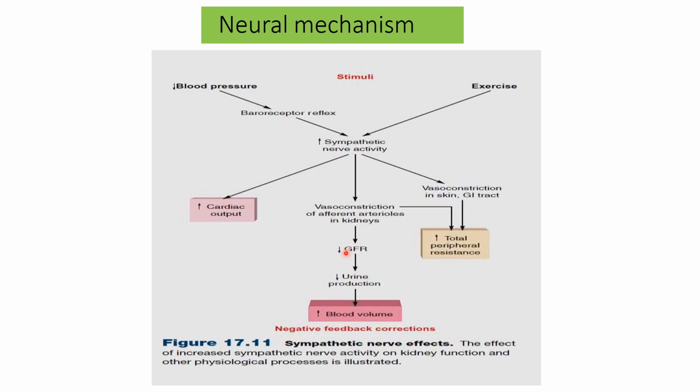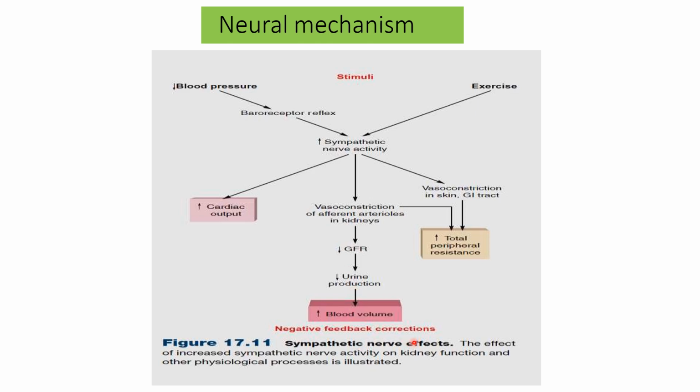And the next one is neural mechanism. The stimulus is decreased blood pressure or exercise. The decreased pressure leads to the baroreceptor reflex, and exercise also leads to increased sympathetic nerve activity, which leads to increased cardiac output and vasoconstriction in the skin and GI tract. And vasoconstriction of afferent arterioles in the kidneys leads to increased total peripheral resistance. So this vasoconstriction leads to decreased GFR, decreased urine production and increased blood volume.